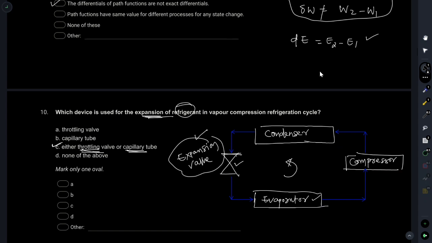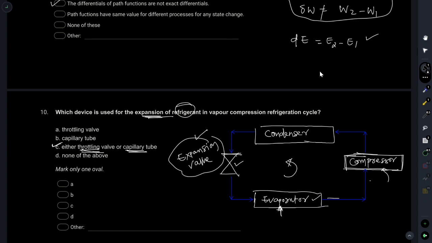So what is happening in the evaporator? The evaporator takes heat from the surrounding or the refrigerated space to the refrigerant. Done. In the compressor, what is happening? The refrigerant moving into the compressor has its temperature and pressure increased by the addition of some amount of work to the compressor. Due to this work interaction, the temperature and pressure of the refrigerant increase.